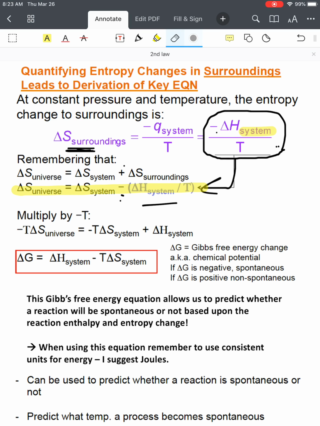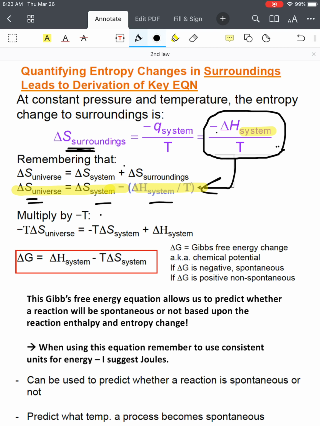Everybody see that? So I now can use the enthalpy and entropy change associated with my reaction to start to say whether or not my delta S universe will increase or decrease, whether it will be positive or negative. And that's kind of the power of that equation, okay? Now we're going to be doing a little bit of other mathematical manipulations or cleaning up or just changing things a little bit here before we proceed.